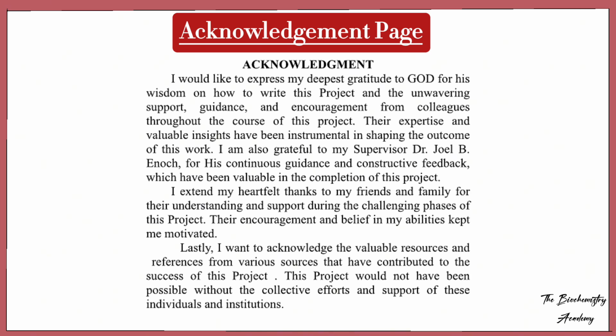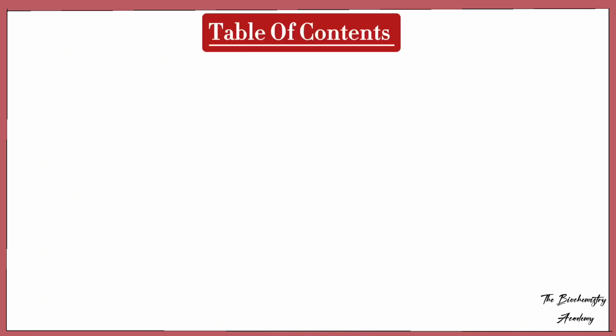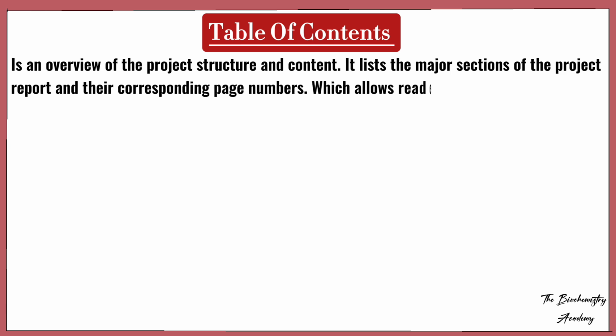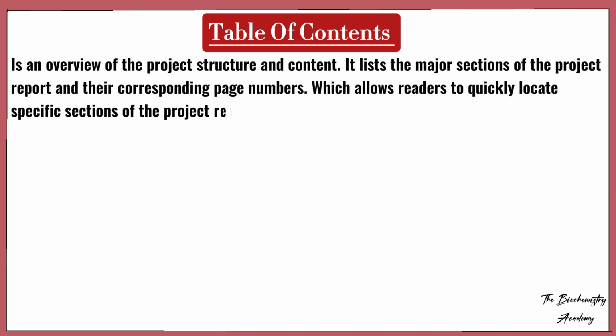Now the next preliminary feature will be the table of contents. Now the table of contents is simply an overview of the project structure and content. It lists the major sections of the project report and their corresponding page numbers. Now this allows readers to quickly locate specific sections of the project report and navigate the content more easily.